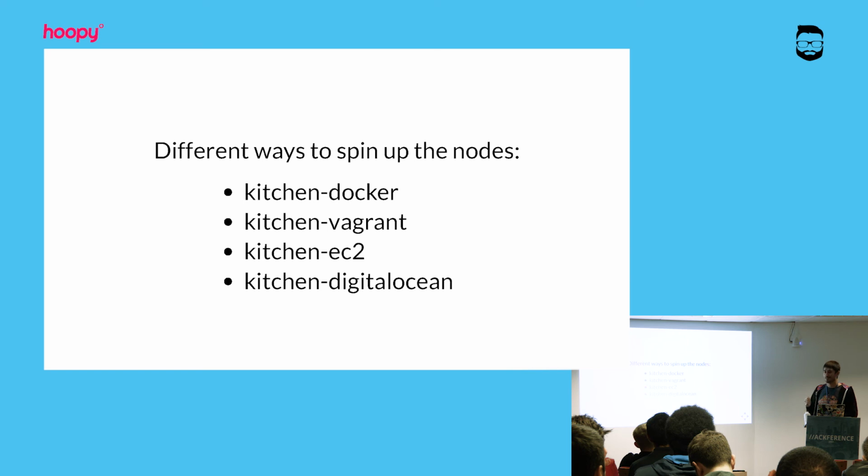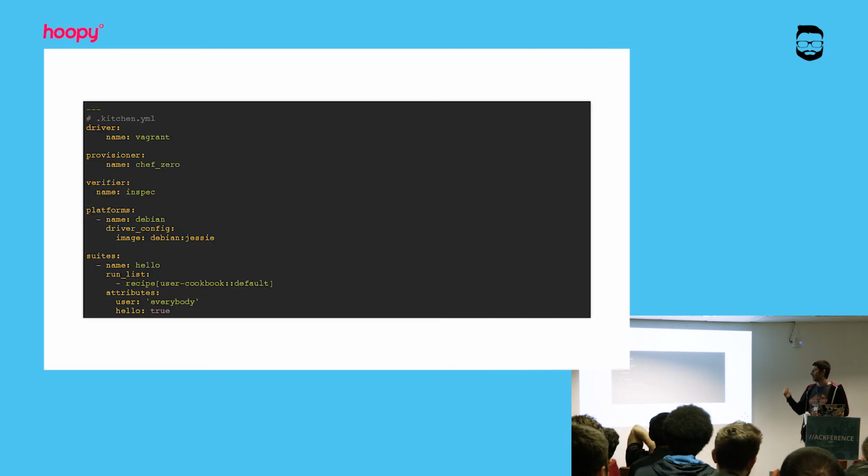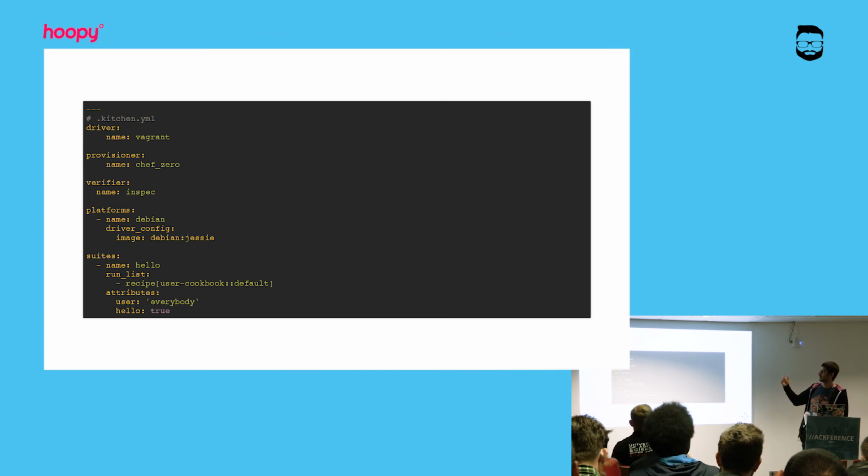When I had a look, there are about 18 or 19 different ways of running your kitchen tests. This is a kitchen YAML file, which basically specifies how you want to run Test Kitchen. We've specified that we want to run it with Vagrant, with Chef Zero, which basically means I don't want to run against a Chef server, which we'll cover in the next stage. We want to use InSpec to verify that it actually works. We want to run it against Debian Jessie. And then we just want to run the user cookbook default recipe with a couple of attributes.